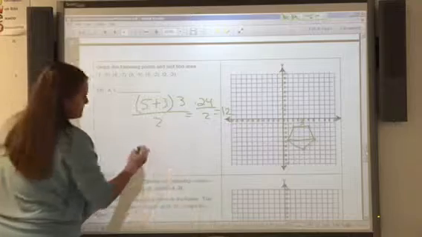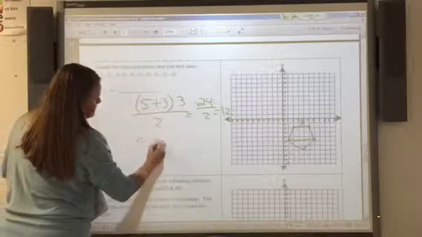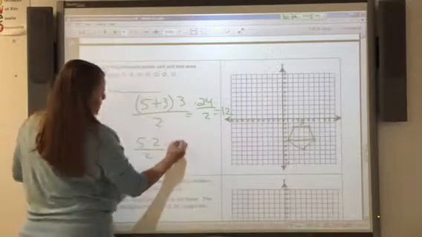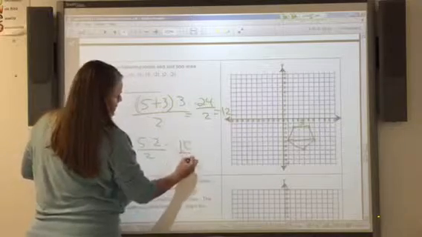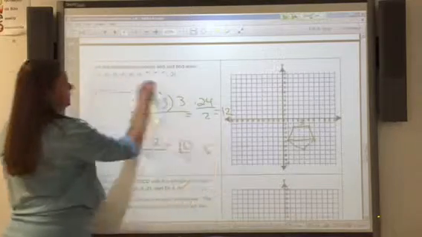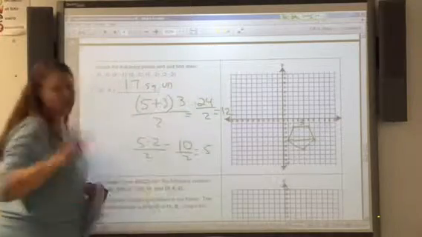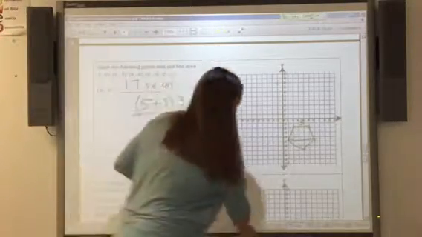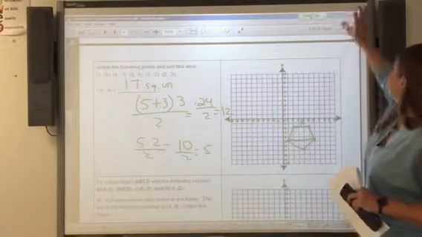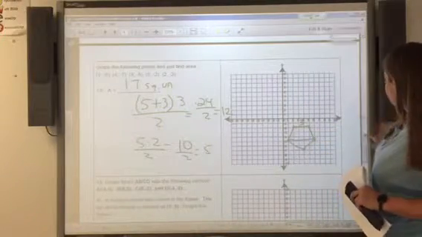And then my triangle is going to be the 5 times 2 divided by 2. So that's going to be 10 divided by 2 is 5. So the final answer is going to be 17 square units. So I'm really sorry about that. All right. Let me clear that one.